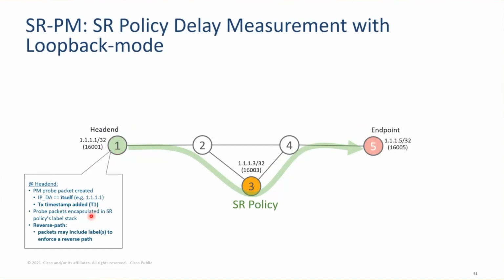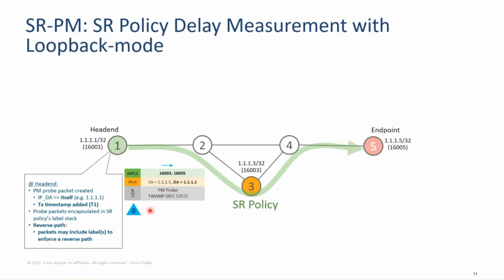The packet is going to be encapsulated using the same segment routing policy label stack where the PM probe is configured, and the user may have an option to specify the reverse path for how the packets are going to come back. We'll talk more about that in a moment. So as a result, the packet that is going to be built will have the labels that correspond to the SR MPLS policy. The destination address of the IP header is going to be node number 1's own IP address, 1.1.1.1, and then underneath we have the actual payload, which is a typical TWAMP UDP packet from RFC 5357.